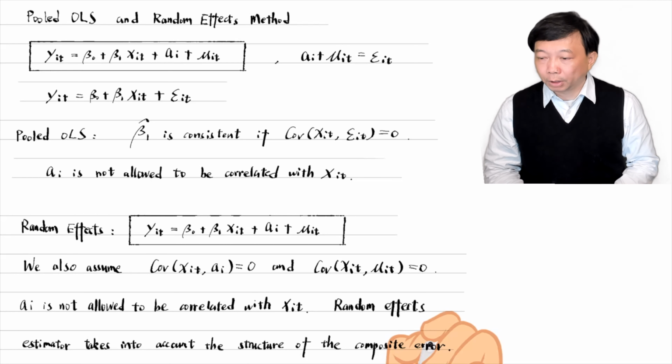The structure of the composite error term leads to a positive serial correlation. The random effects estimator takes into account such correlation, and therefore the standard errors are correctly computed. The random effects estimator is a feasible GLS estimator. It assumes the error term is not correlated with the explanatory variables as the pooled OLS, but it differs from the OLS in constructing the error term in the model.